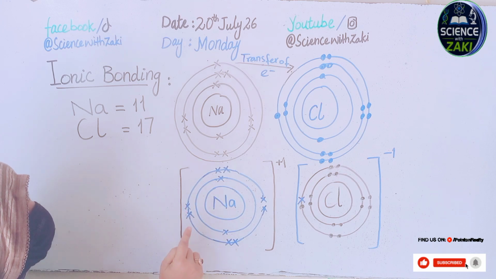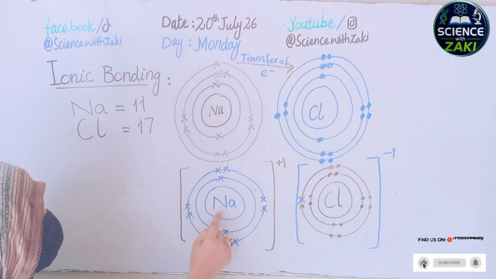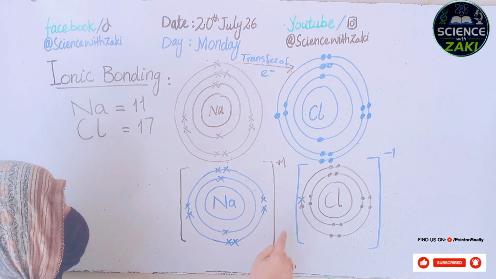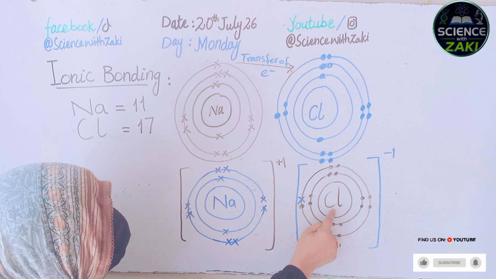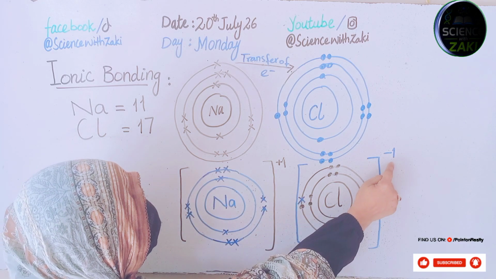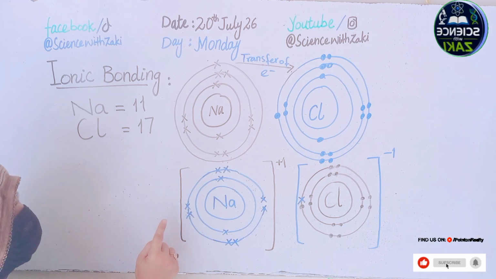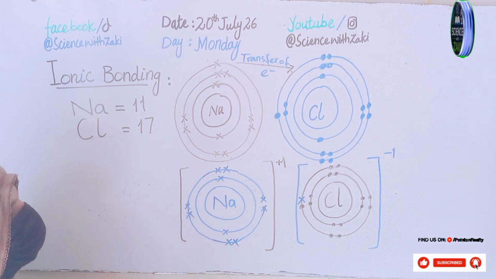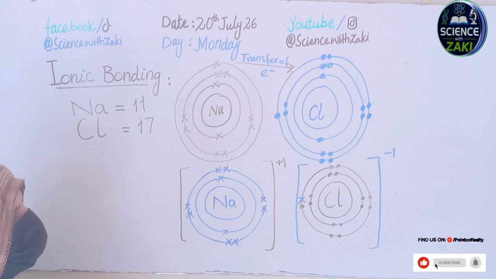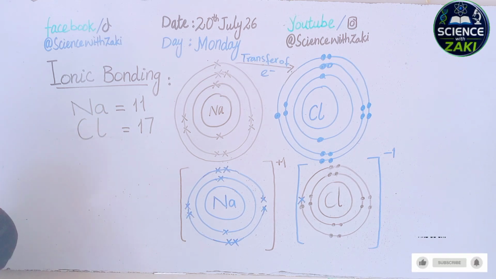Sodium, being a metal, transferred its 1 electron to the chlorine, so it becomes positive 1, and chlorine, being a non-metal, received that electron from the sodium and gets a negative 1 charge. In this way, when sodium and chlorine combine together, they create a very special type of bonding, and that type of bonding is known as ionic bonding.